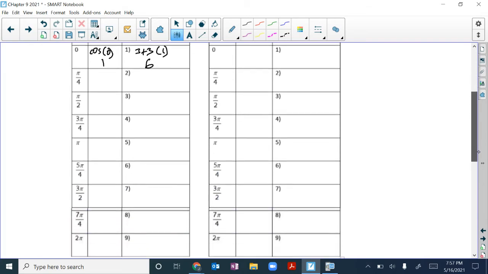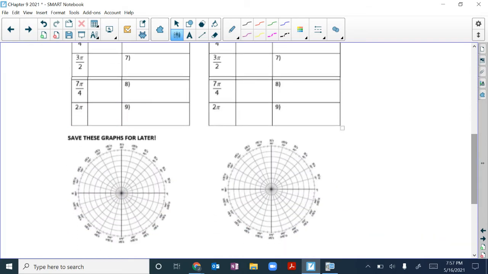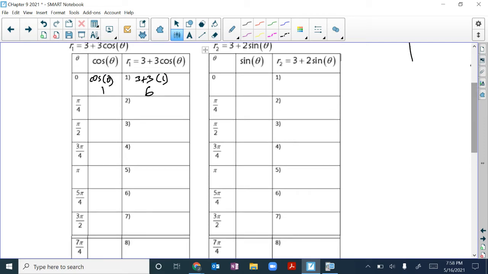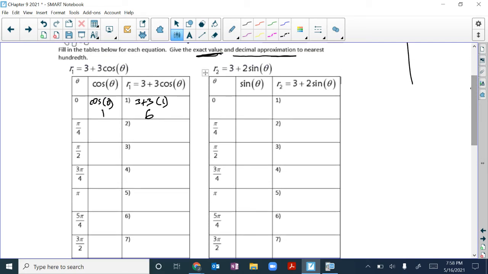You can do it in either order if you want. I'll just go down here to show you. So 0 degrees or 0 radians, and I go out 6 circles. 1, 2, 3, 4, 5, 6. And there's my first point. Okay, and then I'm going to keep doing that throughout. I'll do one more for you guys, and then I'll have you work through this, and I'll also give you some directions for the next part.